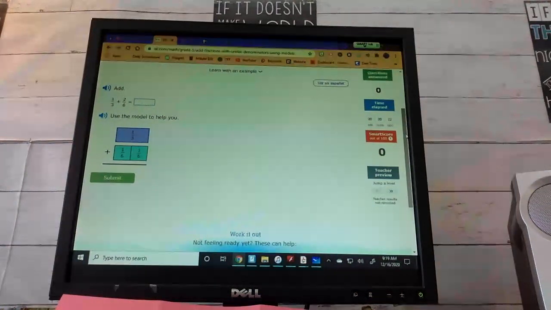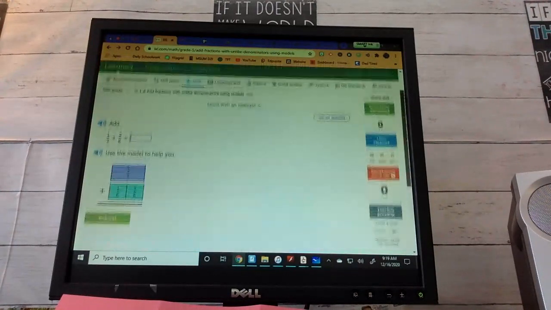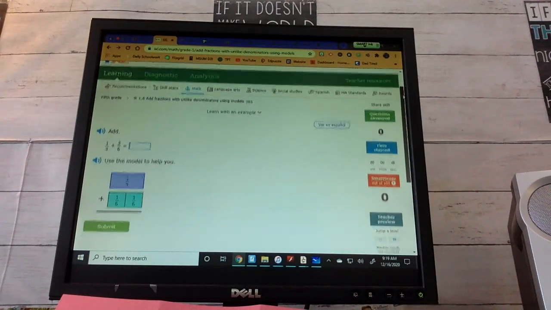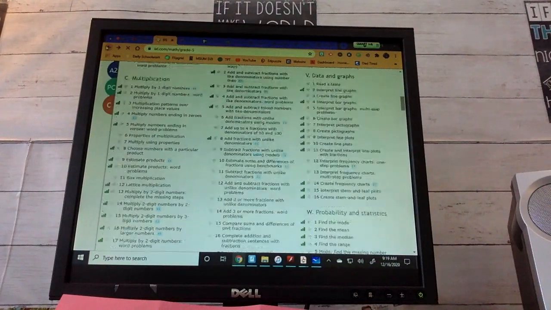Hey, 1/3 and 2/6. We should know that one. What's that? 1 whole, 4/6, or 2/3. Do you guys like models or not models? You like models. So we'll do L6 and L9.